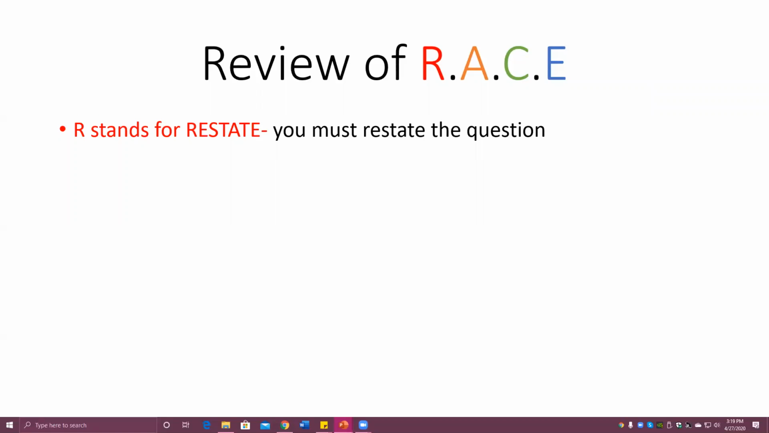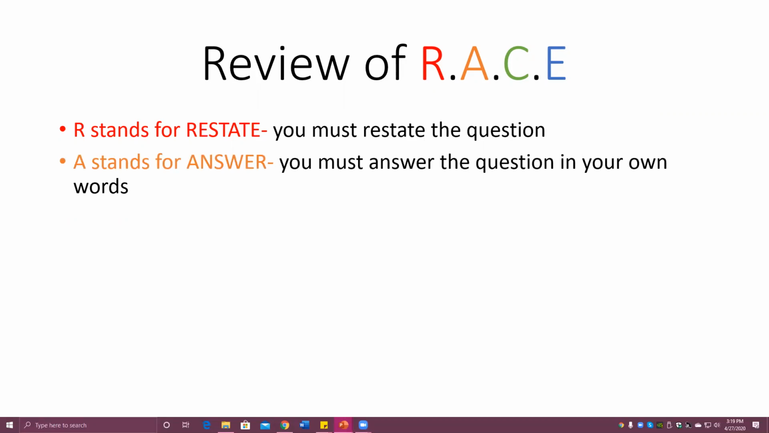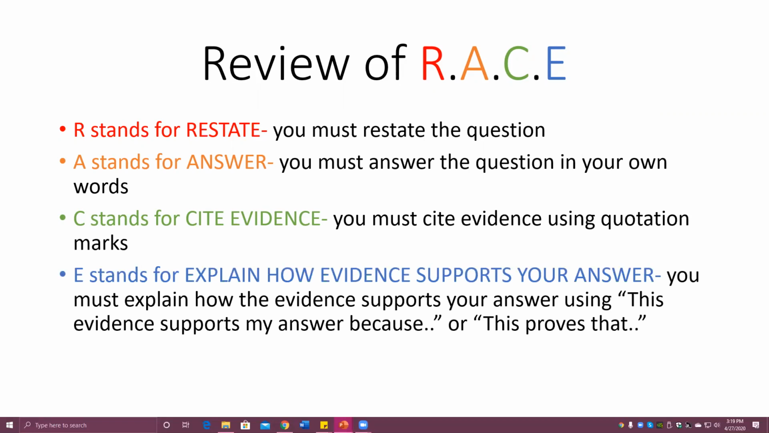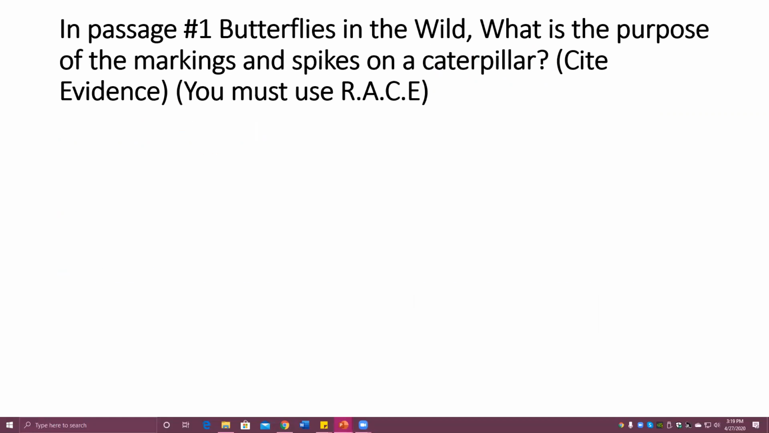So the R stands for restate. You must restate the question. A stands for answer. You must answer the question in your own words. C stands for cite evidence. You must cite evidence using quotation marks. E stands for explain how evidence supports your answer. You must explain how the evidence supports your answer using "this evidence supports my answer because," or "this proves that," or any of the other sentence stems that work best for you.